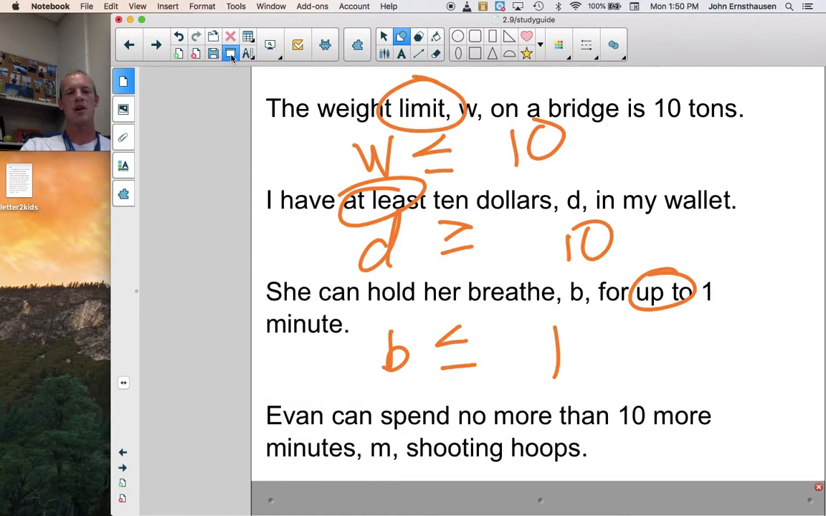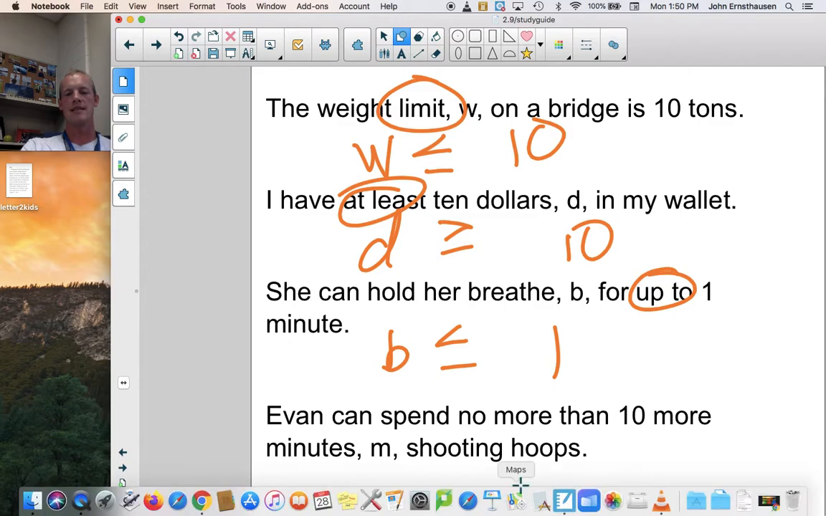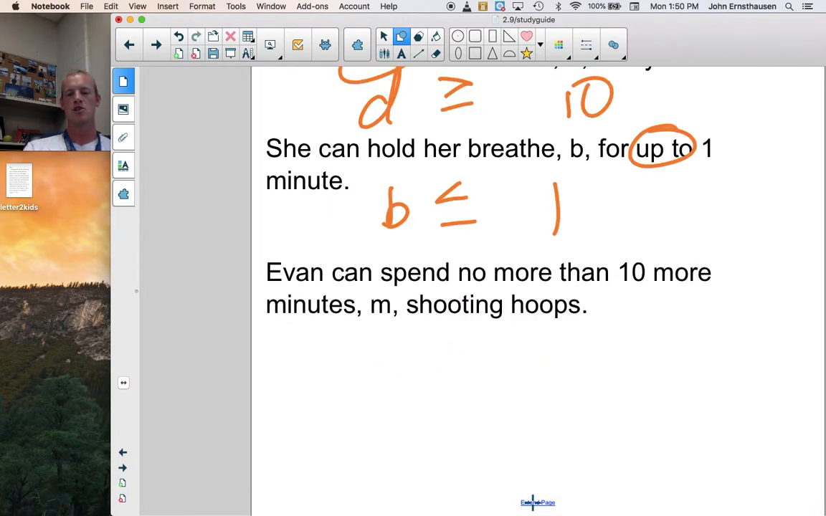Evan can spend no more than 10 minutes M shooting hoops. Lots of 10s here, sorry about that. So keywords here, no more than. How is this going to work? If Evan could spend no more than 10 minutes, he could spend 8 minutes, 7 minutes, 6 minutes. So we're talking numbers less than or equal to 10. He could also go up to 10.